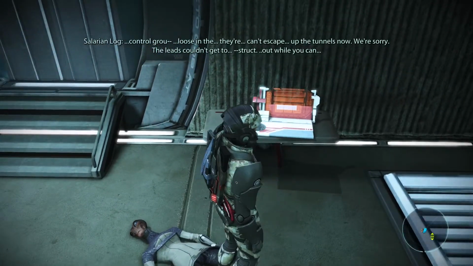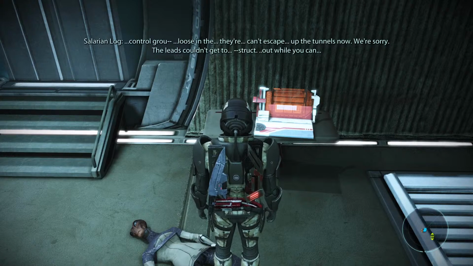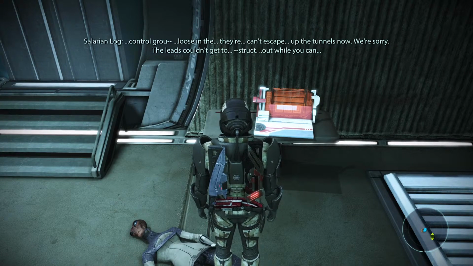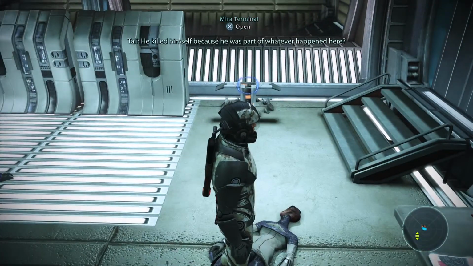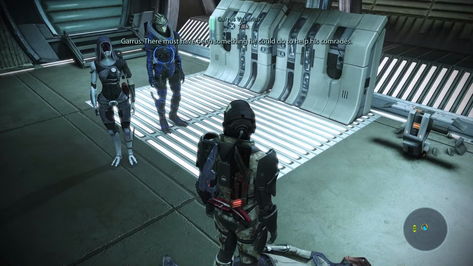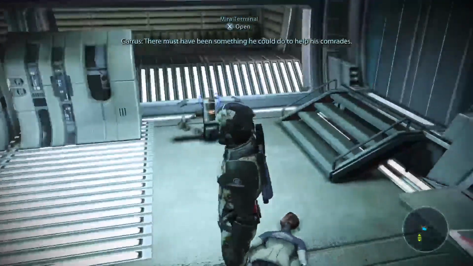Control group losing the... They're in... Can't escape. The tunnels now. We're sorry. The leads couldn't get to the struck. Out while you can. He killed himself because he was part of whatever happened here? There must have been something he could do to help his comrades.